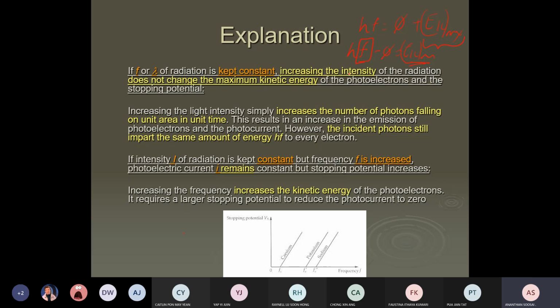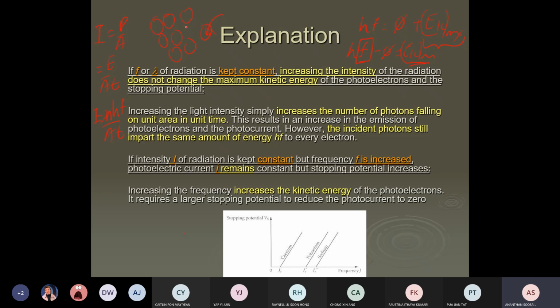Okay, why doesn't intensity affect kinetic energy? Intensity doesn't increase the energy of a photon. But then what does intensity do? Intensity only increases the number of photons. It doesn't increase the energy in one photon, right? What is the intensity formula? I equals power over area. Power is energy over time, so I equals nhf over At, right?